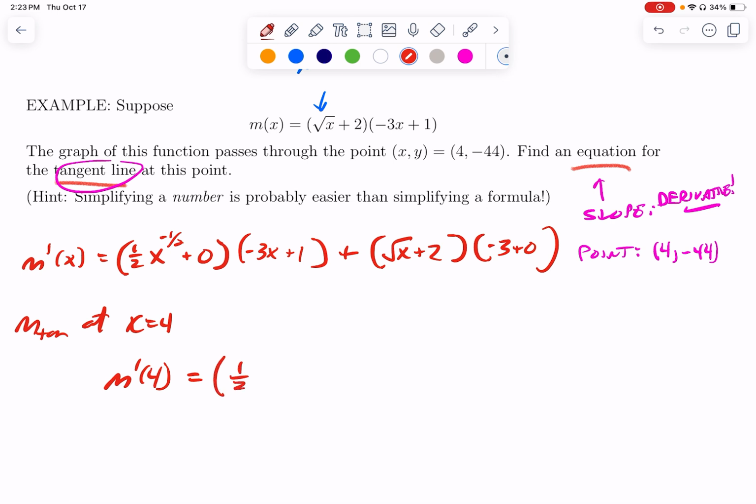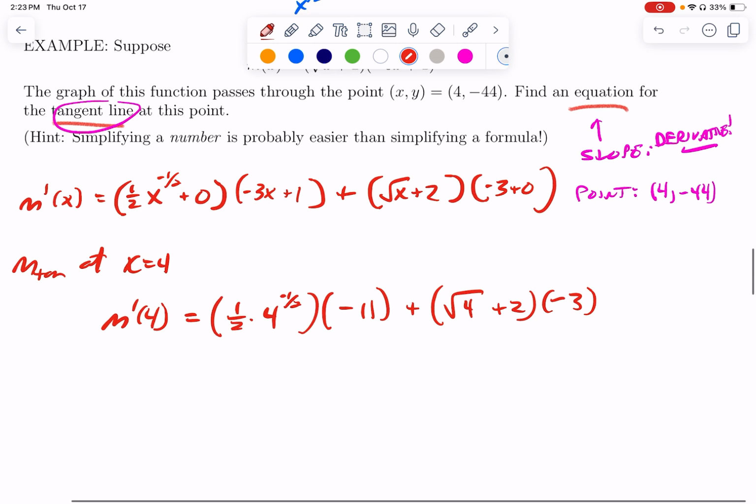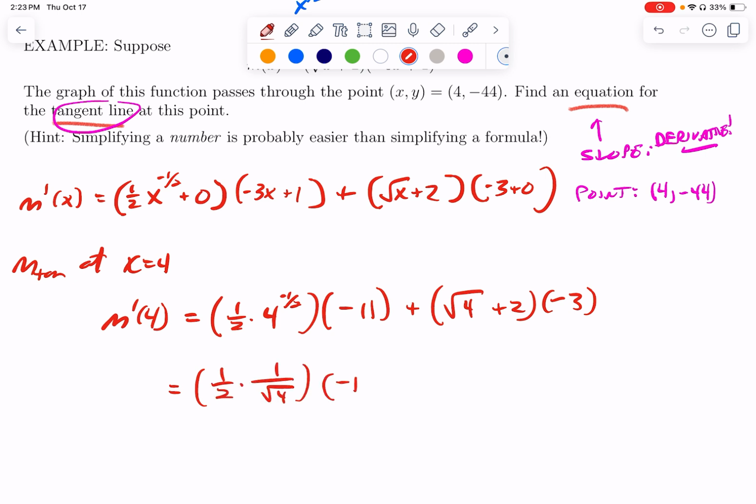So we will have 1/2 times 4 to the negative 1/2. We'll simplify that in a second. If we plug it in here, that's just negative 12 plus 1, which is negative 11. Here we'll have the square root of 4 plus 2, and here we'll have negative 3. All right, I'll do a little bit of work here. The negative 1/2 power means it's a square root in the denominator. Square root of 4 is 2.